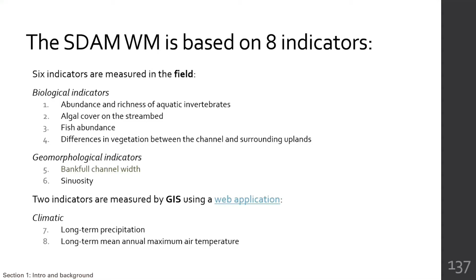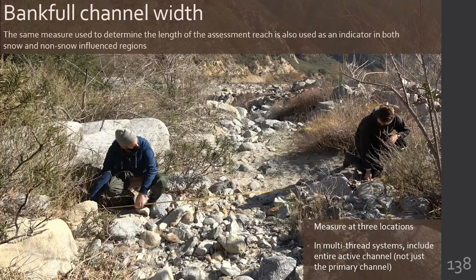All right, so now let's move on past the biological indicators and talk about the geomorphological ones. We're going to start with bankfull channel width. We've already talked about how you measure this. The measure you use to determine the reach length is also the measure you use as the indicator in both snow-influenced and non-snow influenced regions. We recommend making this measurement at 3 locations, and in multi-threaded systems, you're basing it on the width of the entire active channel, not just the primary channel.